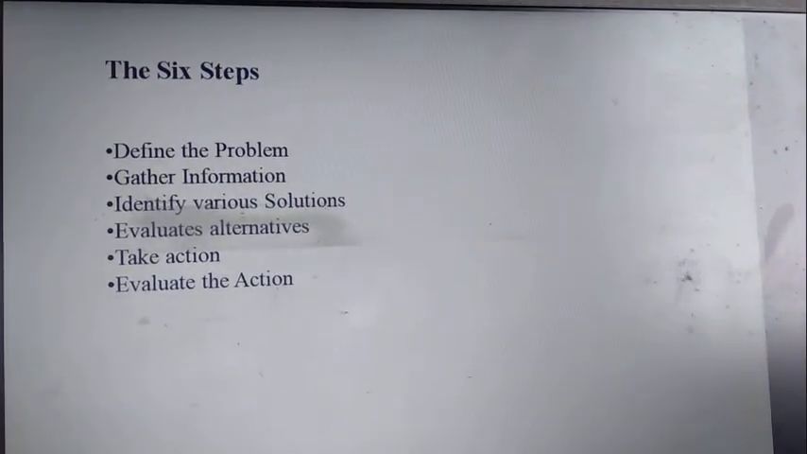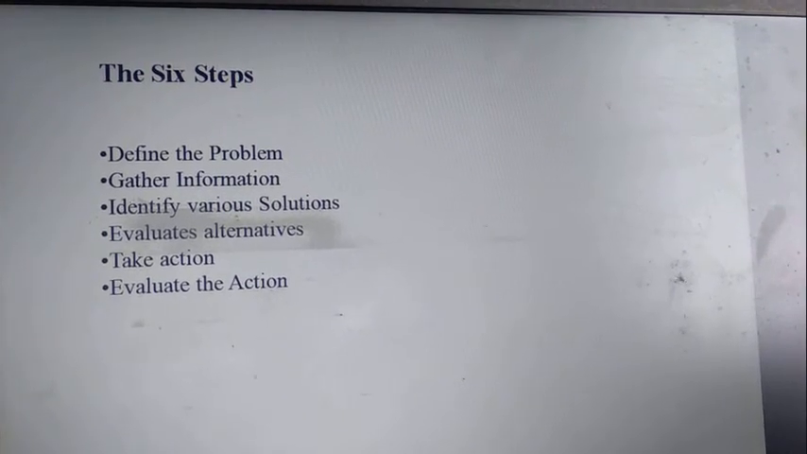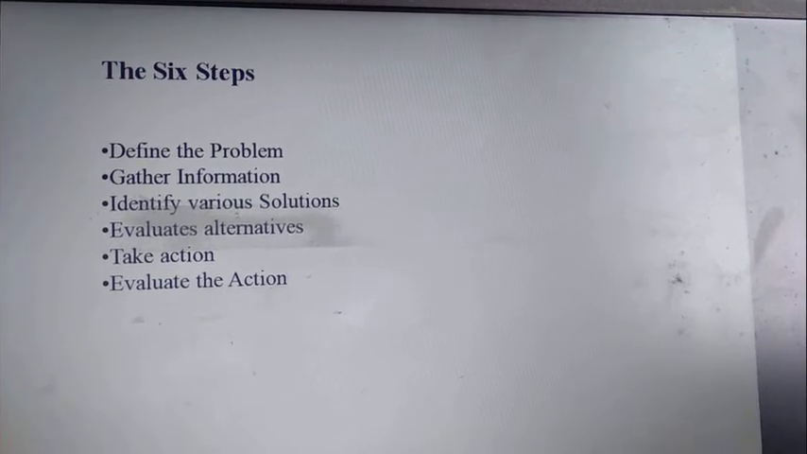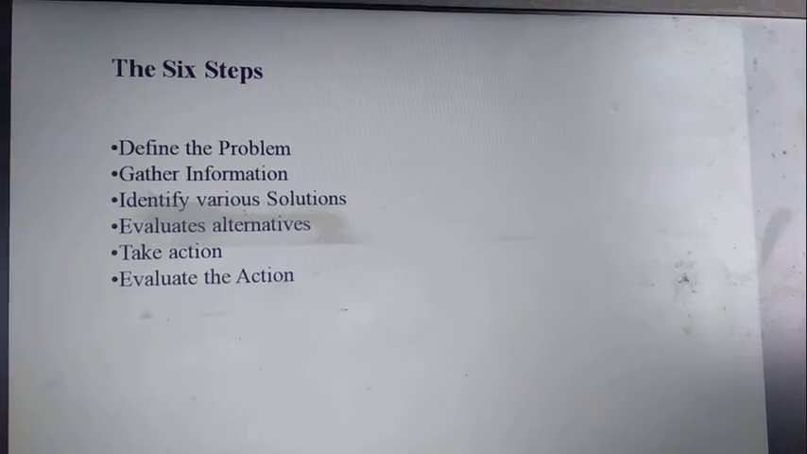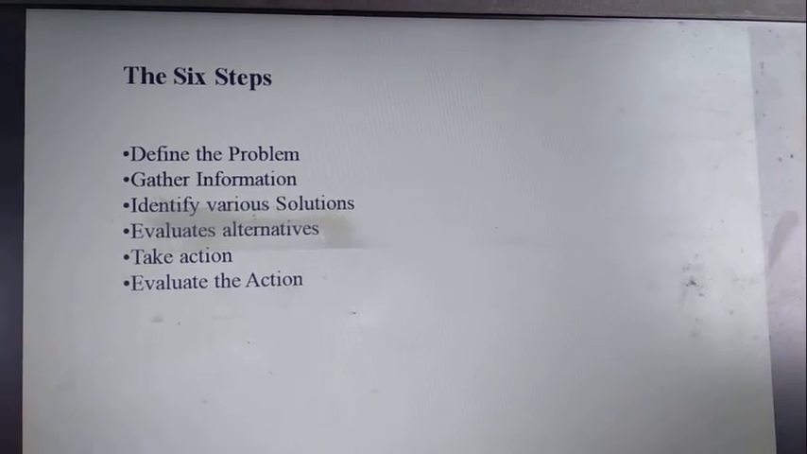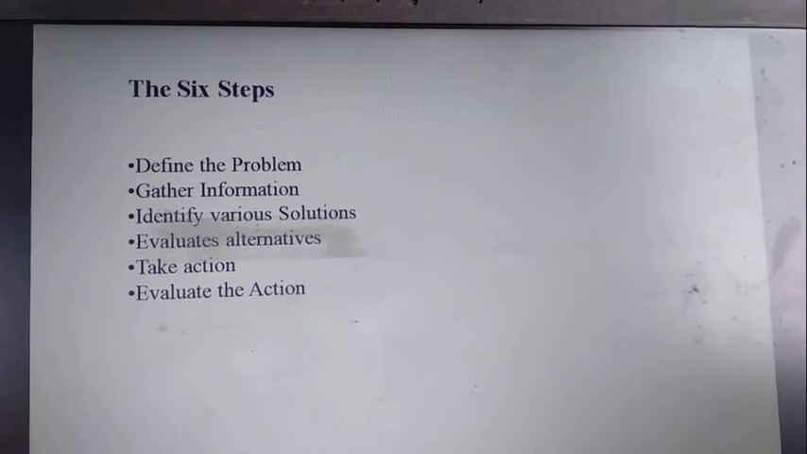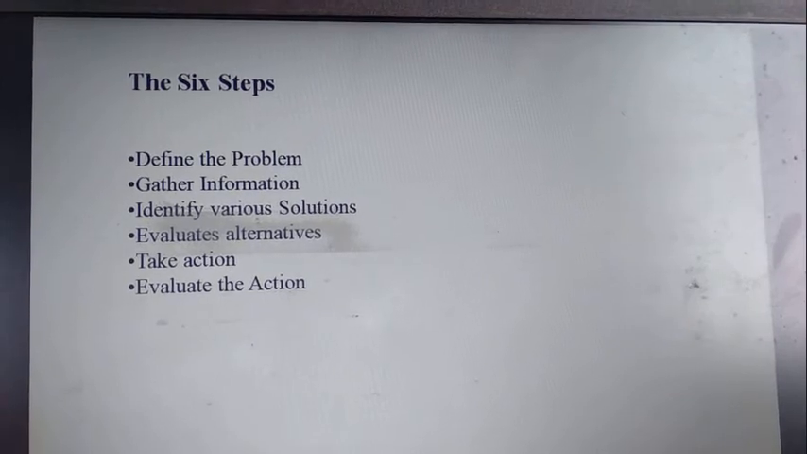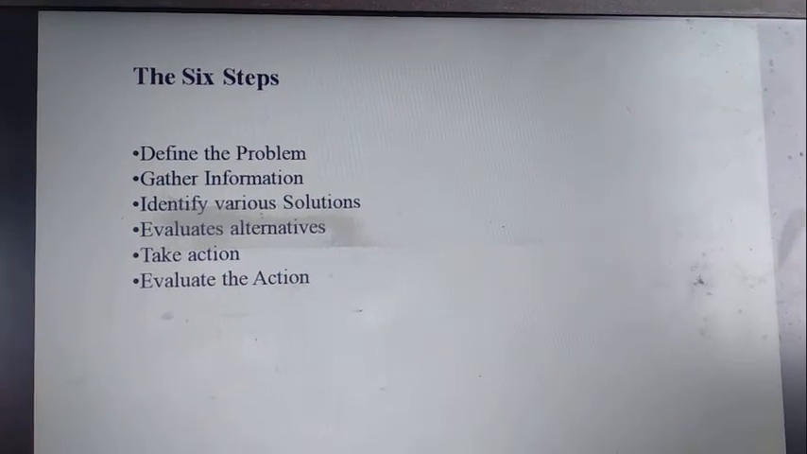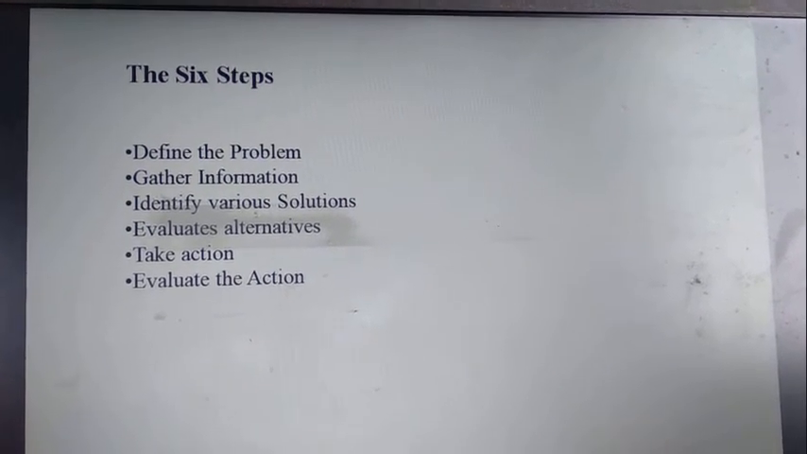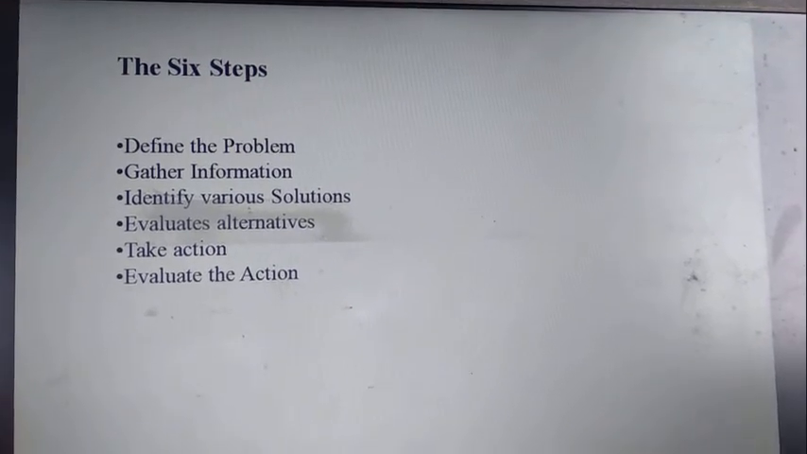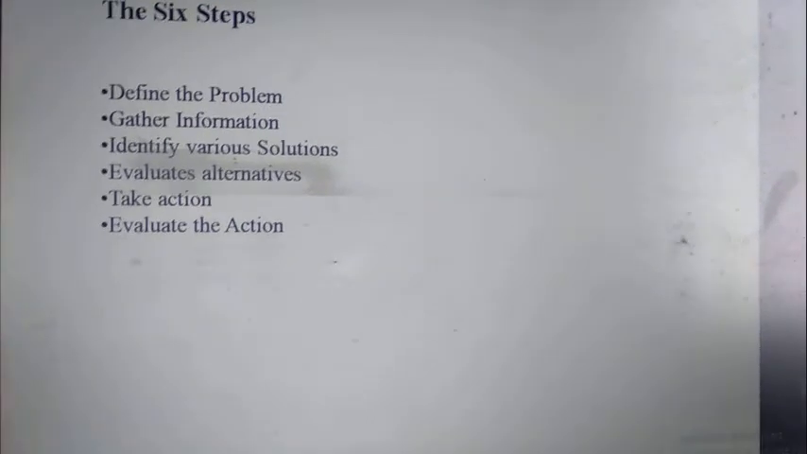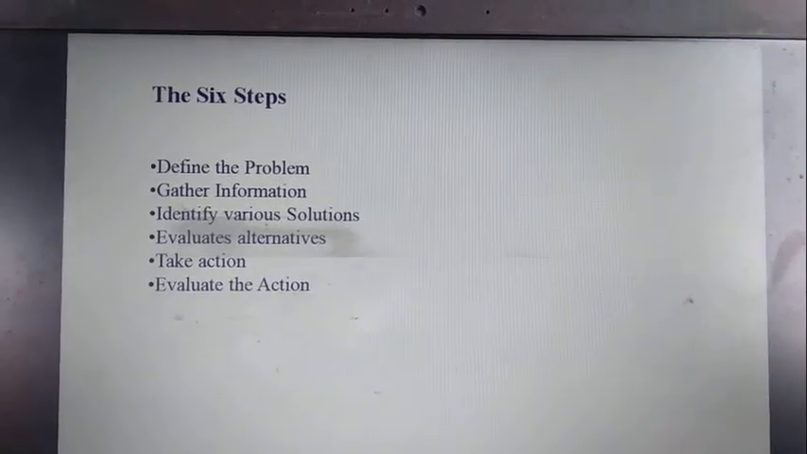Define the problem, gather the information, identify various solutions for the problem, evaluate alternatives, take action and evaluate the action. In this session, we are going to see the first 3, that is define the problem, gather information and identify various solutions, and in the next session we are going to focus on the remaining 3. So let us see the first 3 one by one.